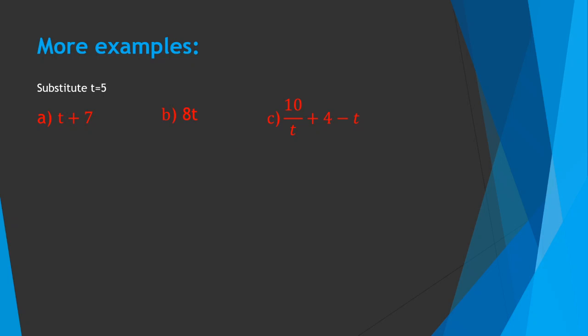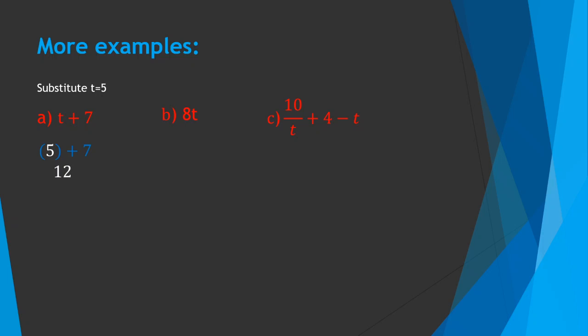So now we've been given what t equals, okay? And you can see here that we have 3 questions. The first one, which is A, we have t plus 7. So what they're asking us to do is to substitute t equals 5 into the expression. Whenever I substitute, I always like to put in brackets. You'll see why in a second. So basically, wherever I see a t, I'm going to put a 5. So 5 plus 7 is 12.